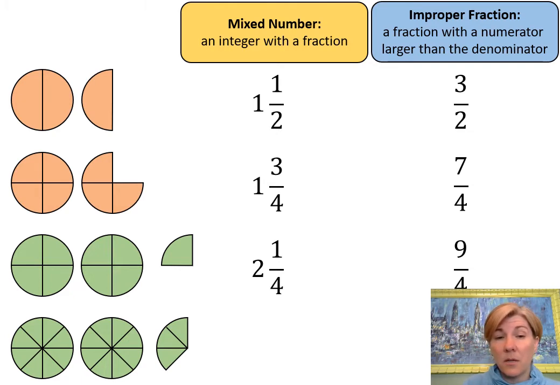And the last one is split into 8 pieces, and so I can see there's 2 and 3/8. I'm going to look at each of those 2 whole pizzas as 8 pieces. So 8 plus another 8 is going to give me 16. And then 3 more, 17, 18, 19. So 19/8.